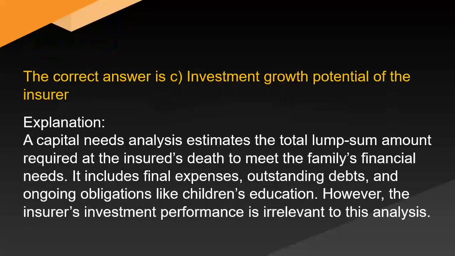The correct answer is C. Investment growth potential of the insurer. Explanation: a capital needs analysis estimates the total lump sum amount required at the insured's death to meet the family's financial needs. It includes final expenses, outstanding debts, and ongoing obligations like children's education. However, the insurer's investment performance is irrelevant to this analysis.